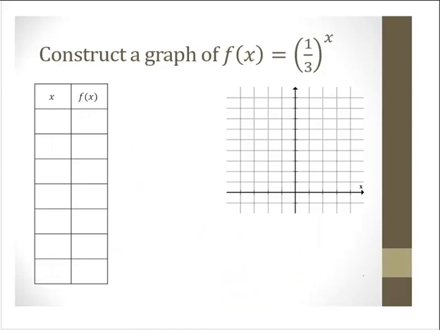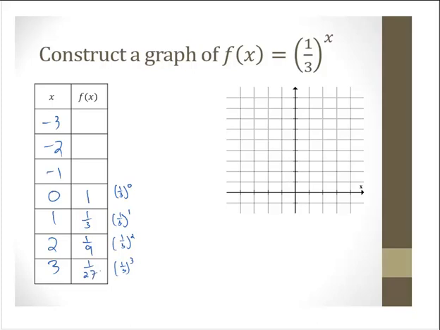All right, what if we were asked to graph f of x is 1/3 to the x? Well, I'm going to start off the same. If x is 0, then I would have 1/3 to the 0 power, and any non-zero number to the 0 power is 1. If x is 1, I'd have 1/3 to the first, which is 1/3. If x is 2, I'd have 1/3 to the second, which is 1/3 times 1/3, 1/9. And if x is 3, I'd have 1/3 cubed, 1/27th.